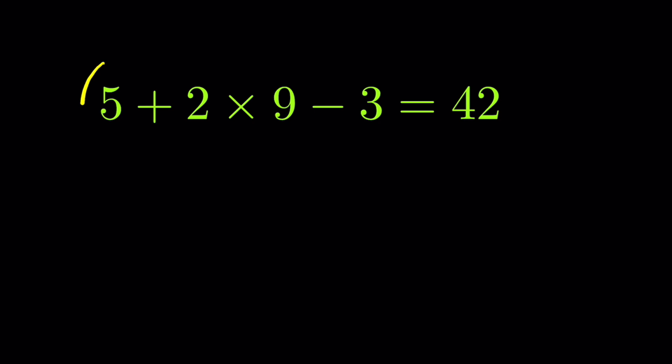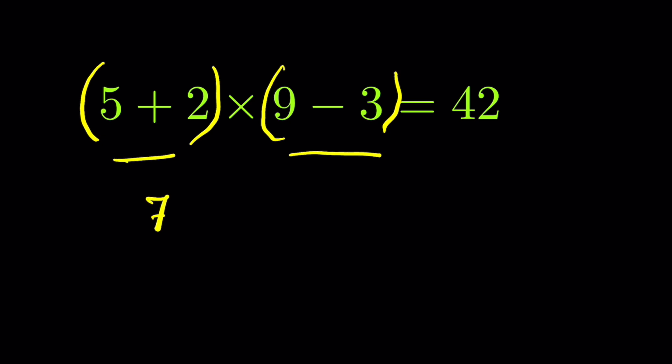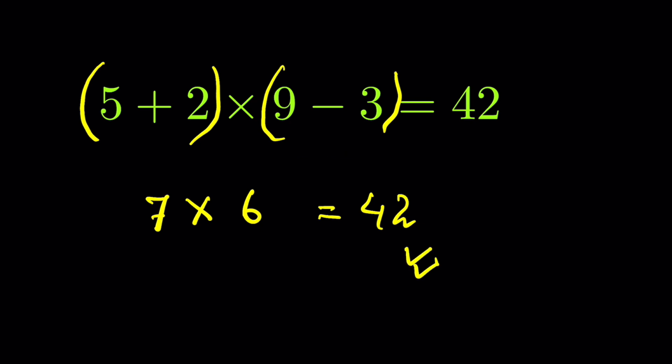If we put one parenthesis here, then only one operation is left, so we can put a parenthesis here. Now both the operations are within parentheses, so we can solve them simultaneously. So 5 plus 2 is 7, then remove the parentheses, then times 9 minus 3 is 6, and 7 times 6 is 42. So the correct answer is that these two operations will be inside parentheses and the statement will become true.